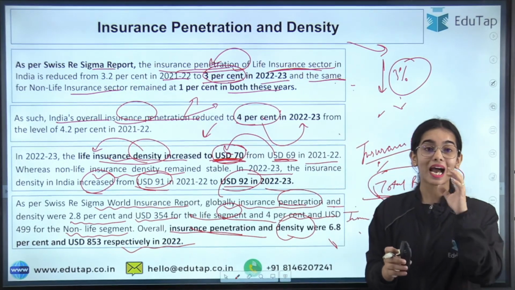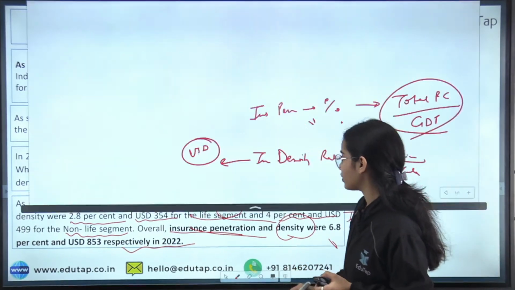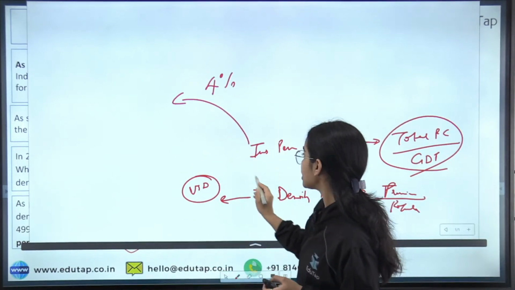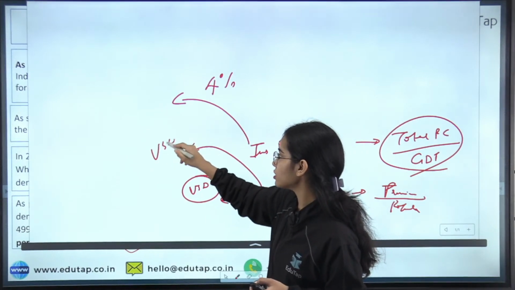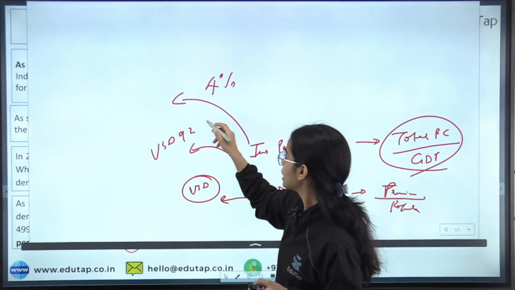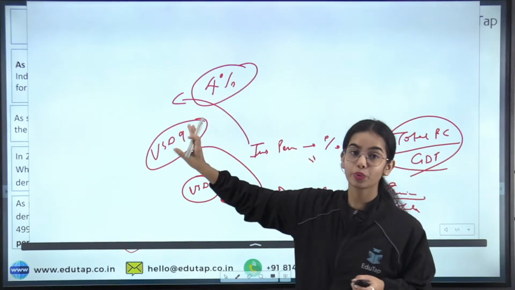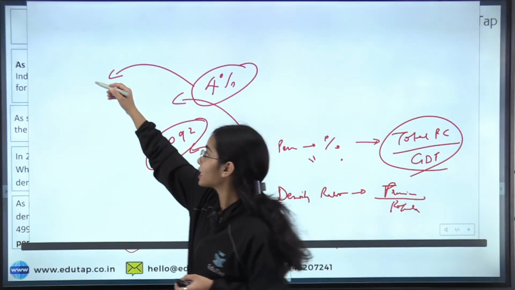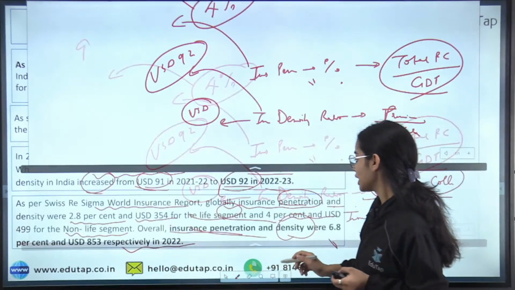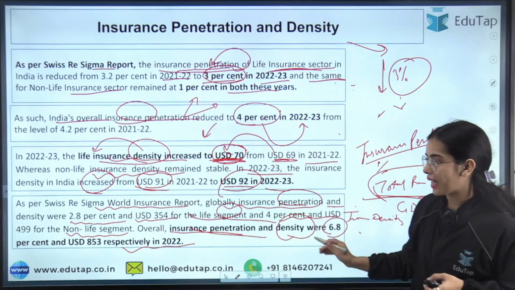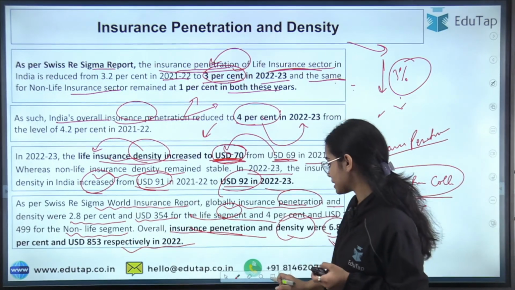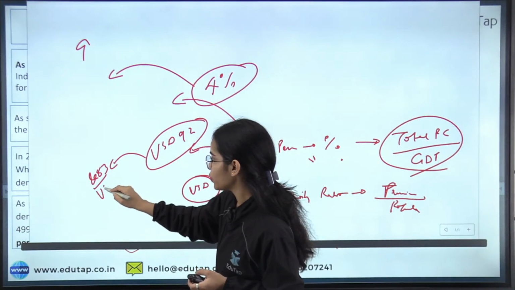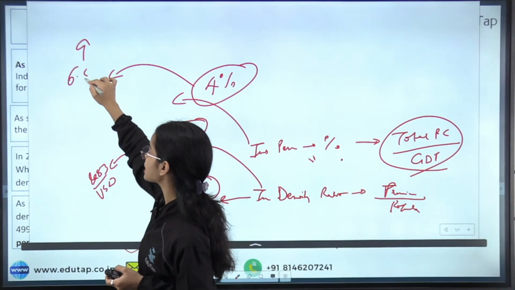So you can understand that as compared to India, India has a total insurance penetration of 4%, while the insurance density is only $92. So this is the data for 2022-23. If we compare at the global level, the insurance penetration is 6.8%, while the insurance density is 853 USD.